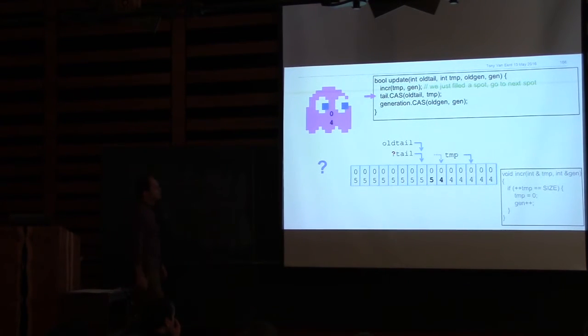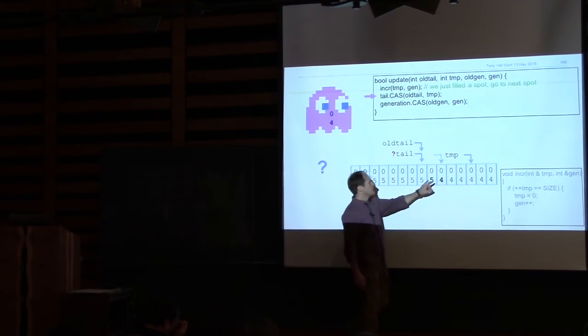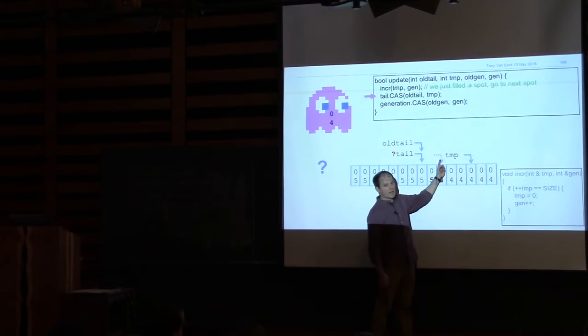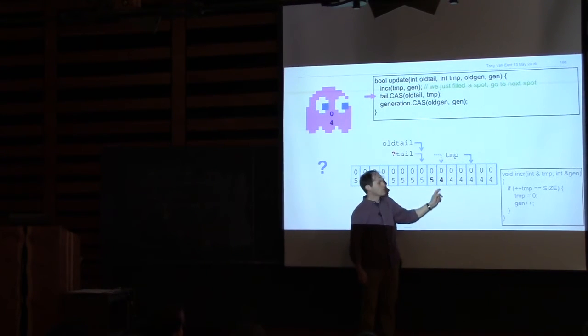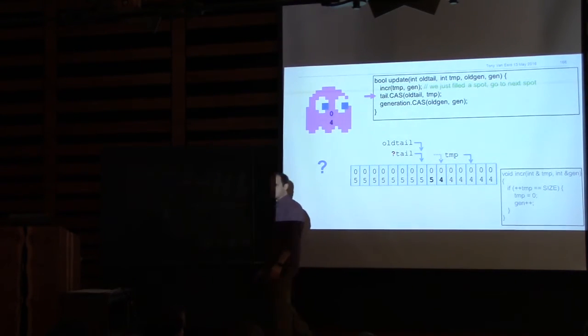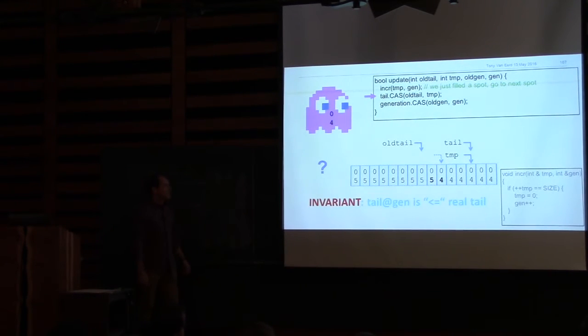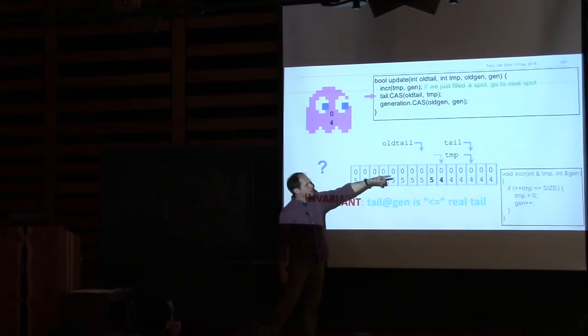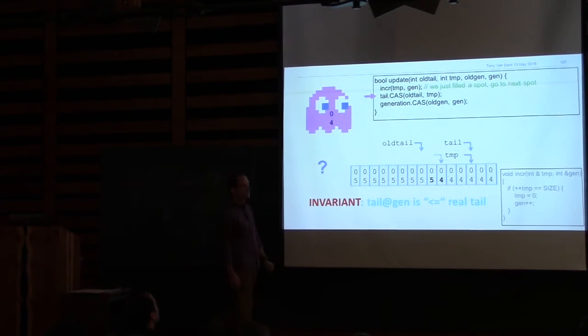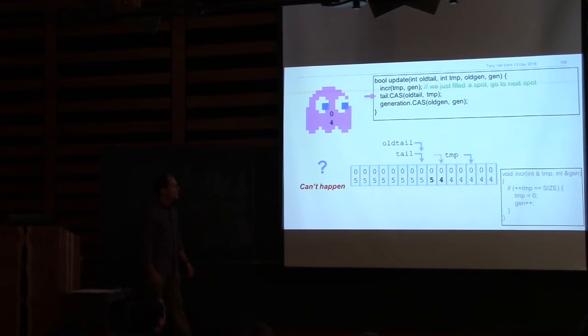So maybe the queue looks like this, which just a few slides ago I said we'll never put tail on the wrong end of the real tail, right? It's like, oh crap. If we're not careful, we're about to do that right now. But once again, I have this invariant. If we did set tail to that spot, we'd be breaking the invariant that we had just claimed a minute ago. And I'm going to say that can't happen.